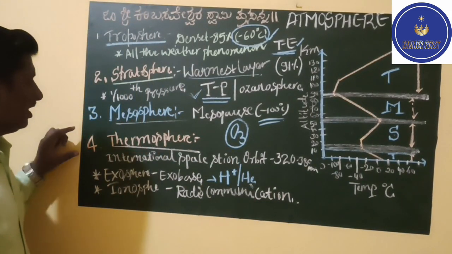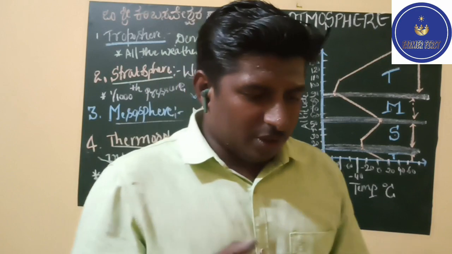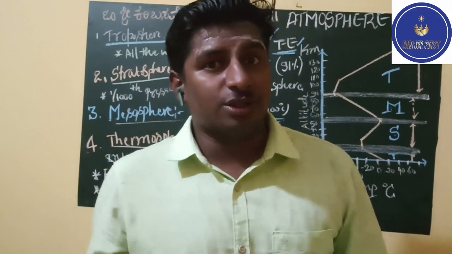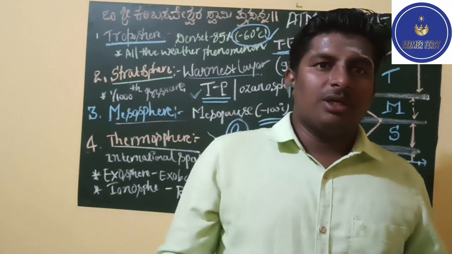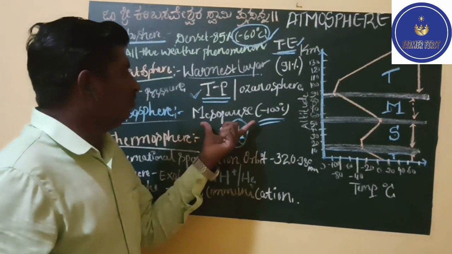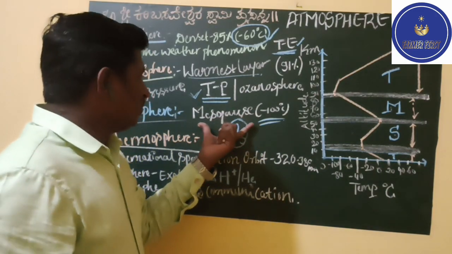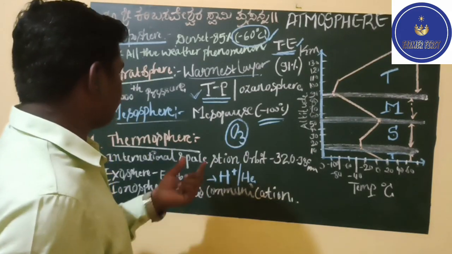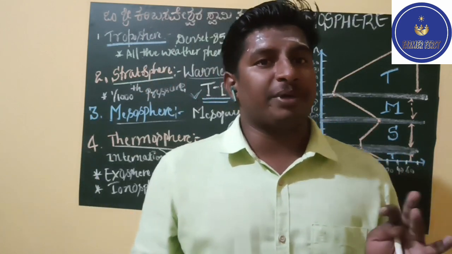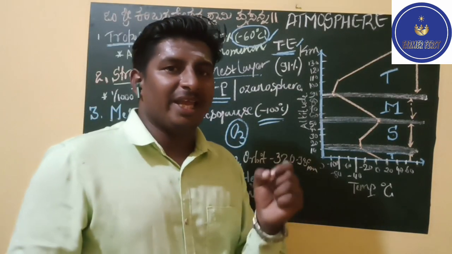Then, my dear friends, the third layer is the mesosphere. With respect to weather phenomena and other practices, the mesosphere is not of much importance for us from the point of view of examination, but we can expect a question on the minimum temperature: which layer has the lowest temperature? That is the mesopause. The temperature is minus 100 degrees Celsius.